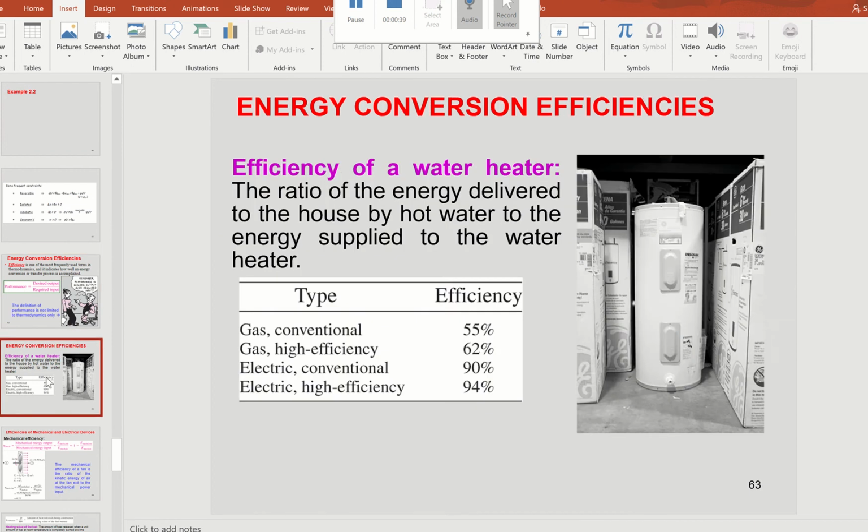Let's take a look at some real life examples. If you have a water heater, regardless of whether it's gas or electric, if it's gas, the heat supplied, the heat that's required by the gas burning, that's going to be the required input. But what's the desirable output? You want to have that hot water, the water heated, right?